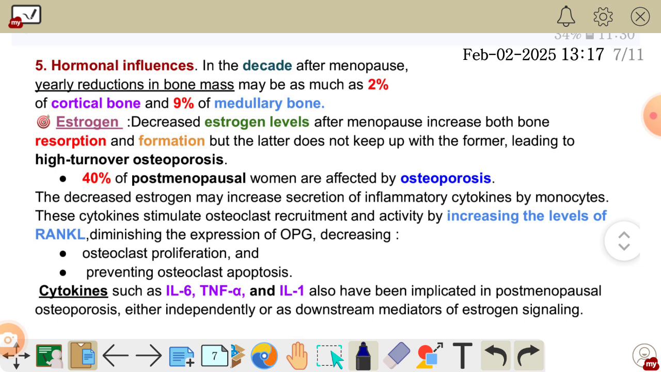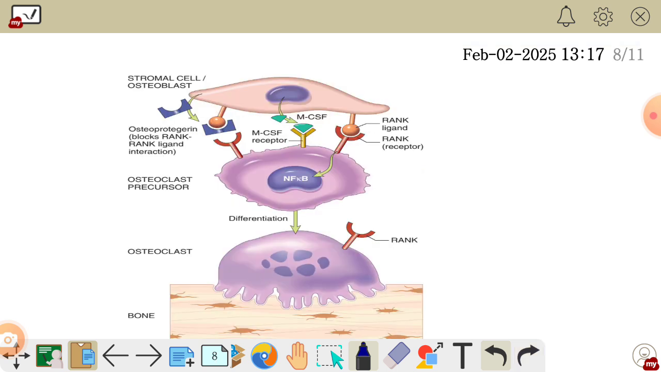Okay, so the osteoclasts will be recruited due to the increase in the activity of RANK ligand and diminishing expression of OPG. So what is happening here is that in the bone we have what we call osteoblasts, which are the stromal cells. These osteoblasts have the RANK ligand on their surface.